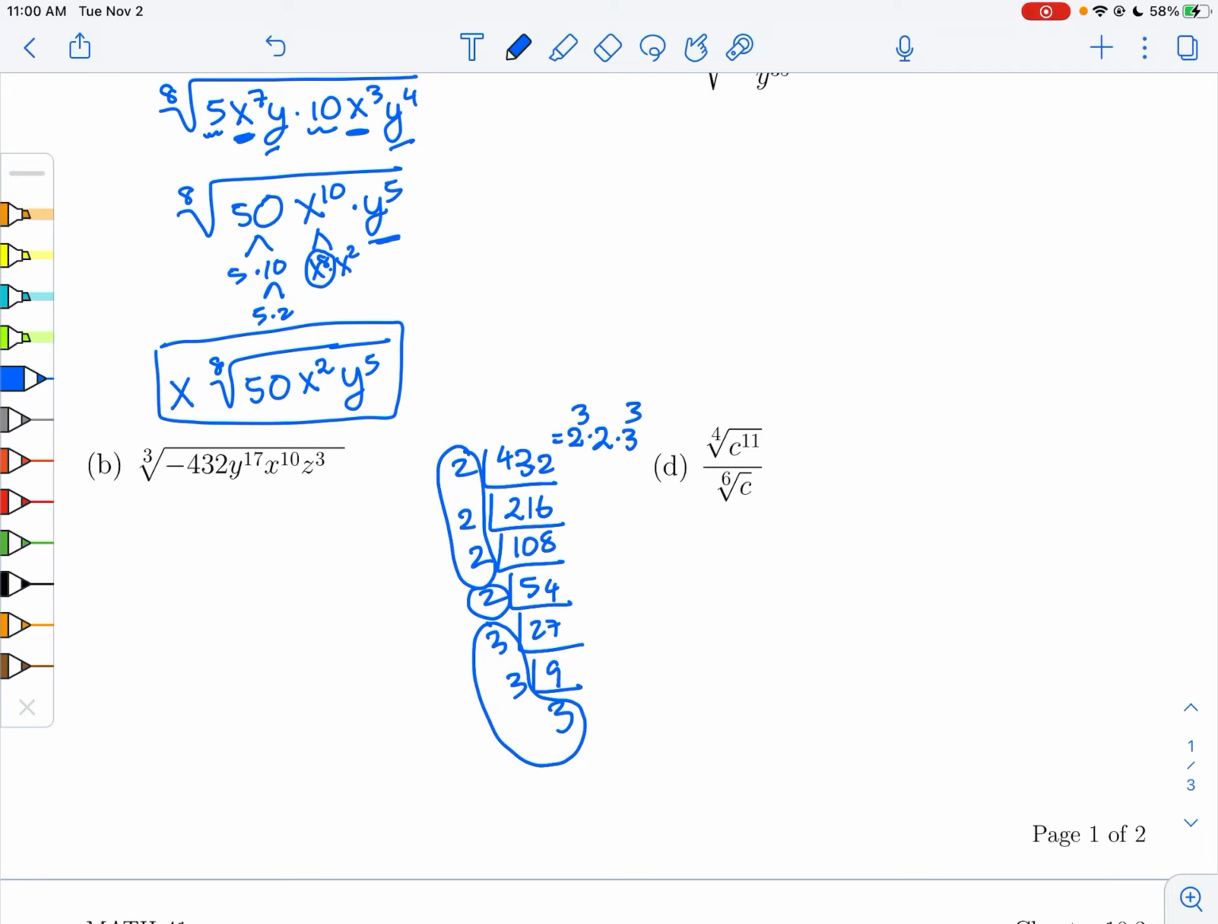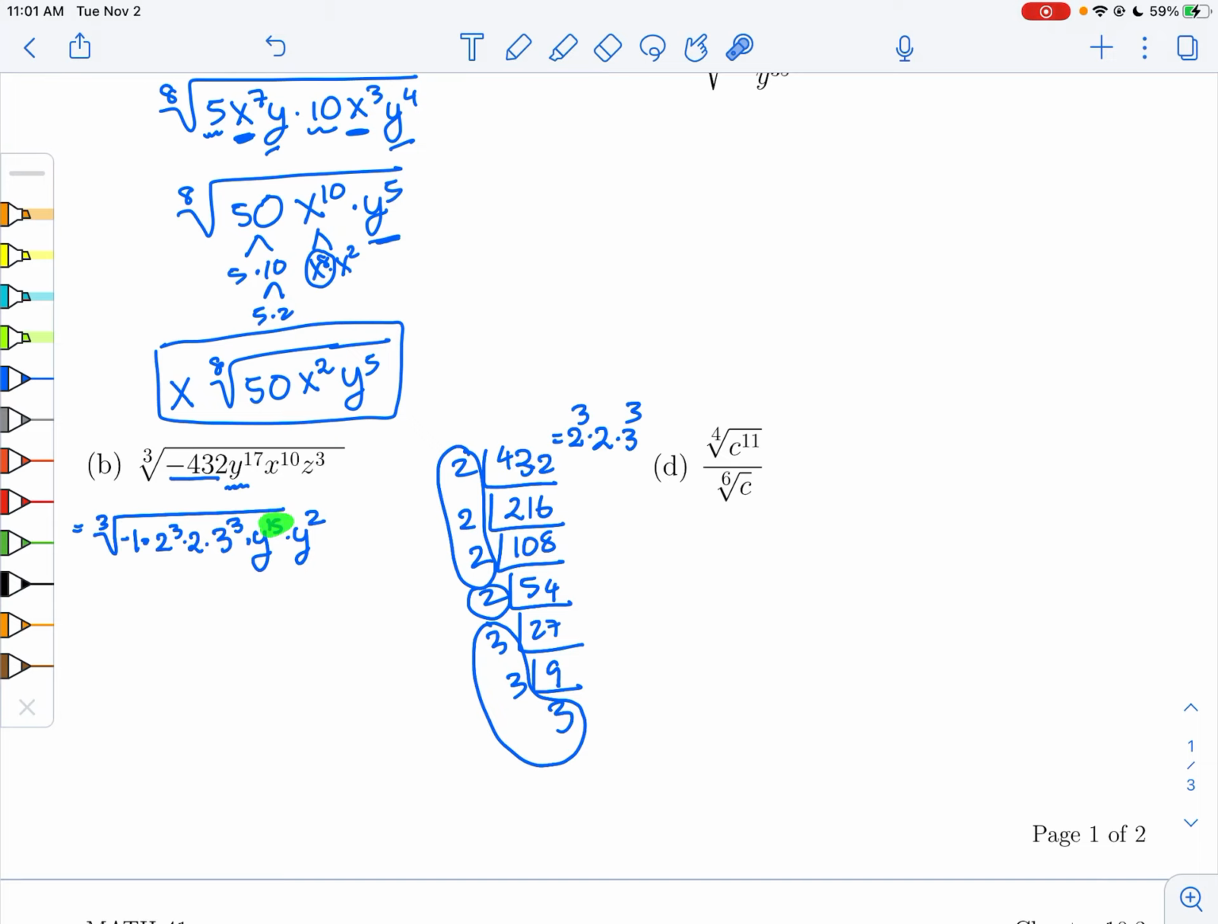All right, so let's rewrite this expression. The cube root of negative 432 is the same thing as negative 1 times 432. And we know that 432 can be written as 2 to the 3rd times 2 times 3 cubed. Next, y to the 17th: there are perfect cube factors in y to the 17th. I'm going to rewrite y to the 17th as y to the 15th times y to the 2nd. The reason why I separate y to the 17th as y to the 15th times y to the 2nd is because, first of all, 15 plus 2 gives us 17.